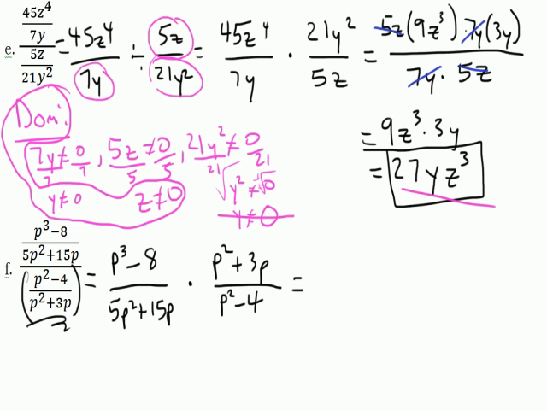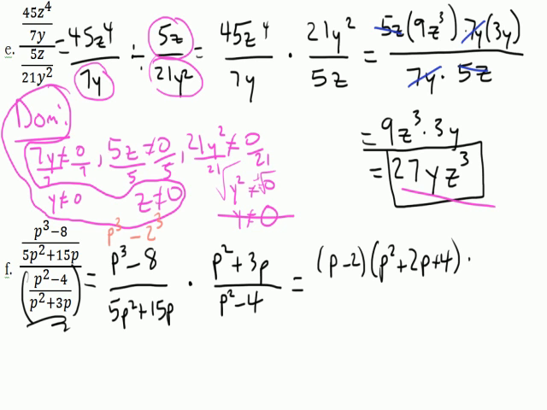Alright, as we go through, I'm going to factor each of the terms that I can. I should note that the p cubed minus 8 is a difference of 2 cubes. That is p cubed minus 2 cubed. This was one of those special factors. You may want to re-look at that. This will factor to be p minus 2 times p squared plus 2p plus 4 times p squared plus 3p.